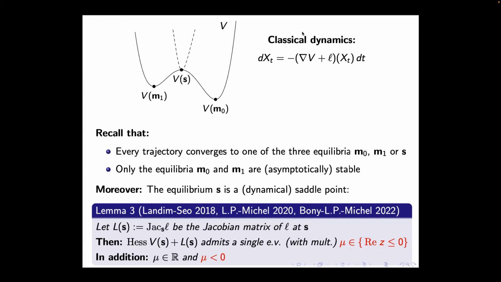So more precisely, we have the following result. We define L of S as the Jacobian of small l at S. Then Hessian V of S plus capital L of S admits a single eigenvalue, counting the multiplicities, which has a non-positive real part. And moreover, this eigenvalue is real and negative. So what does it mean? It means that if I take the linearization of the vector field at S, I think minus the linearization, it admits one negative eigenvalue and d minus one eigenvalues with positive real parts. So it's really a saddle point for the dynamics.